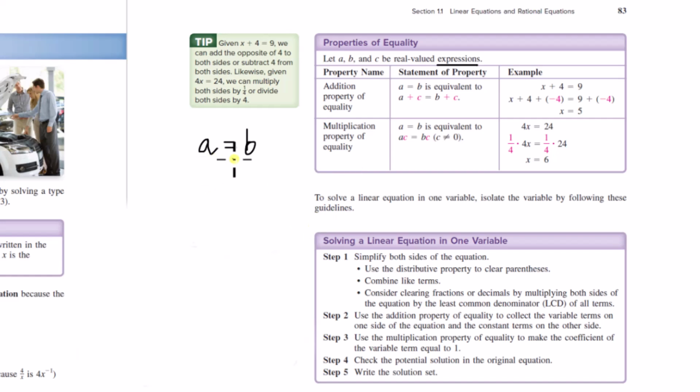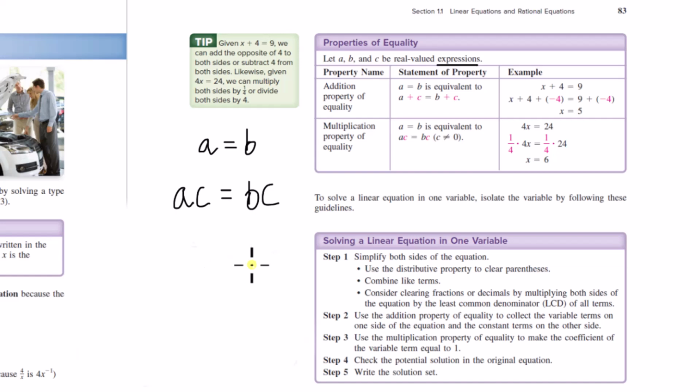Okay, now there's the multiplication property of equality as well. So this equation, A is equal to B, is equivalent to multiplying the same number or expression on both sides. You haven't changed the equation. Okay, but it notes that C can't be equal to 0, because then you get 0 is equal to 0, and now you've eliminated all the information.